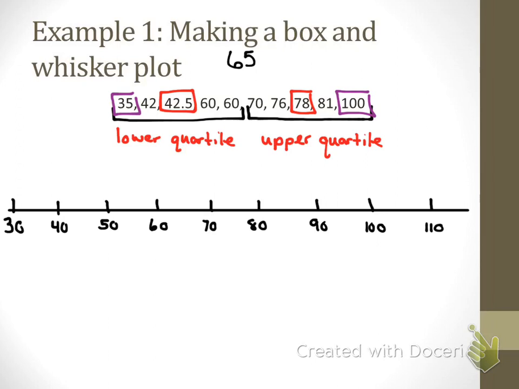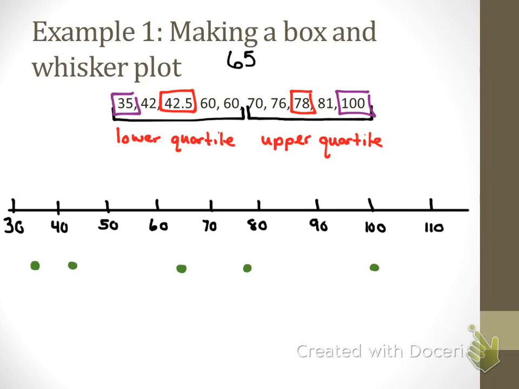So now you're going to plot points where your lower extreme is. So your lower extreme's at 35. So do a point below the number line, not on it, but below the number line, right between that 30 and 40, plot a point for the lower extreme. Then you're going to plot a point for your lower quartile median, which is about 42.5. Then for your actual median, which is 65. Then for your upper quartile median, 78. And then for your upper extreme, which is 100. So plot those points beneath the number line where they go on the number line.